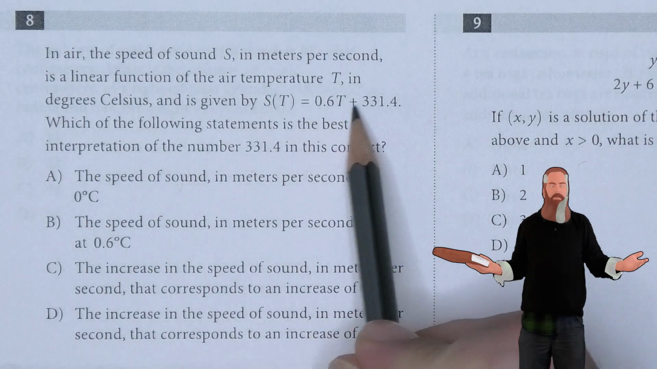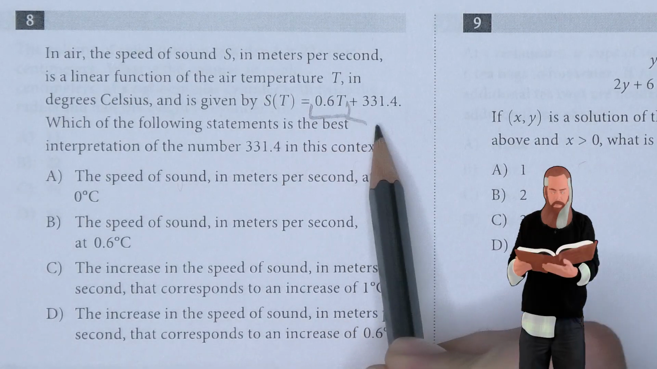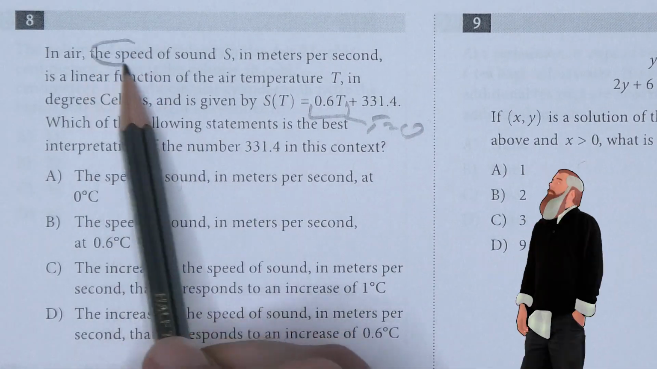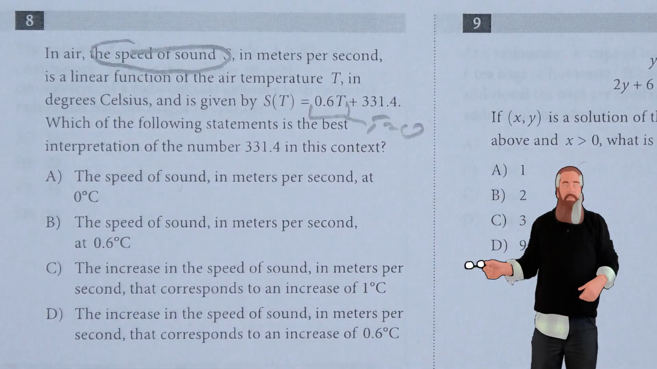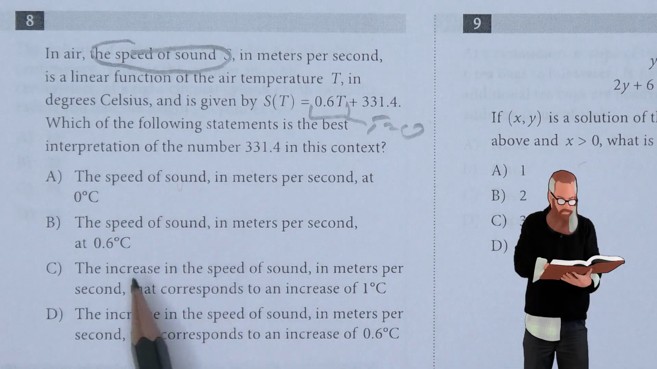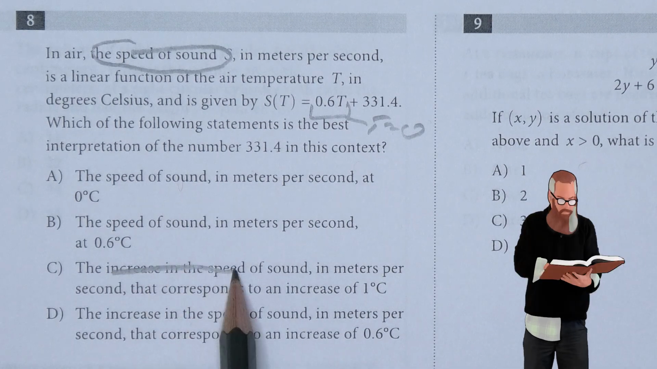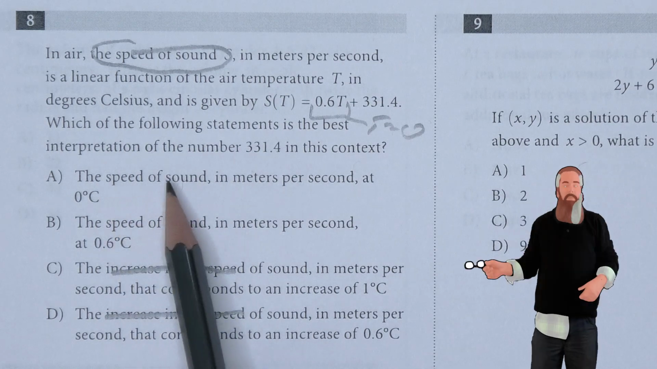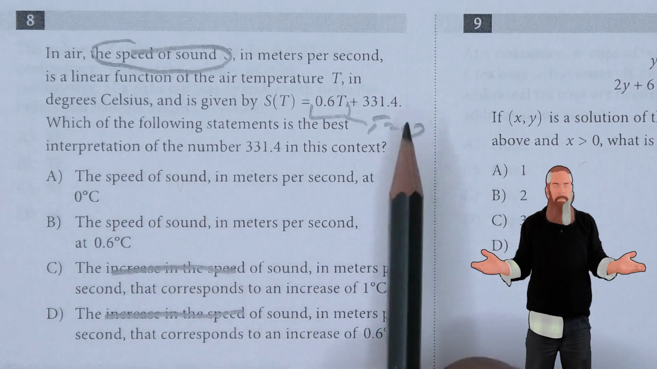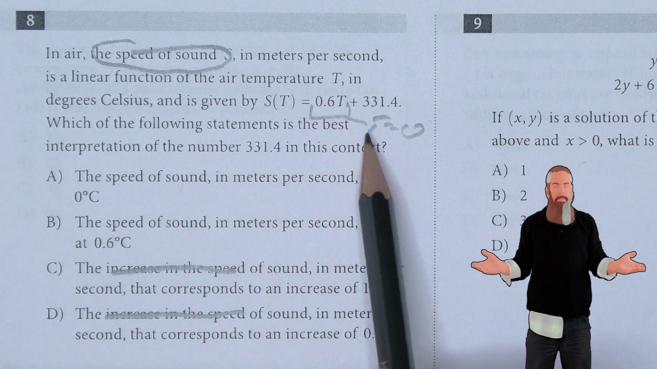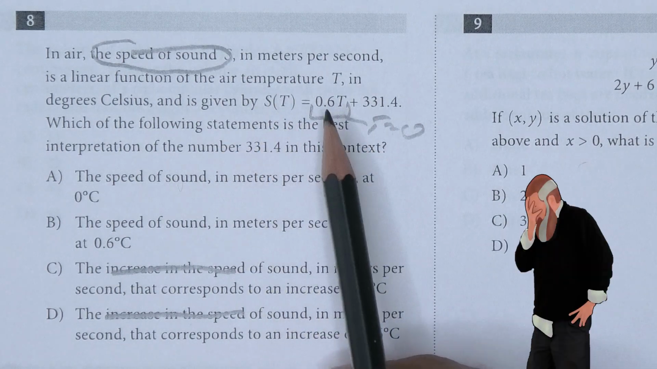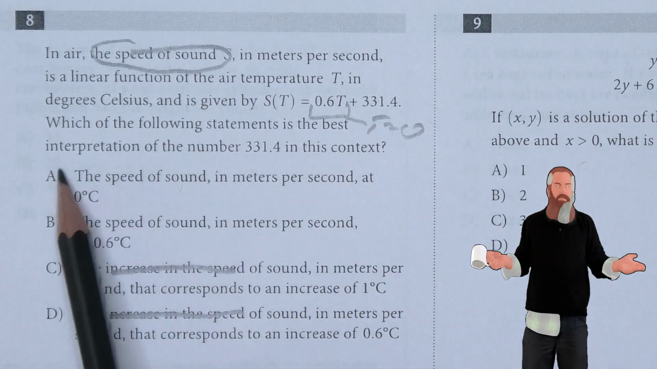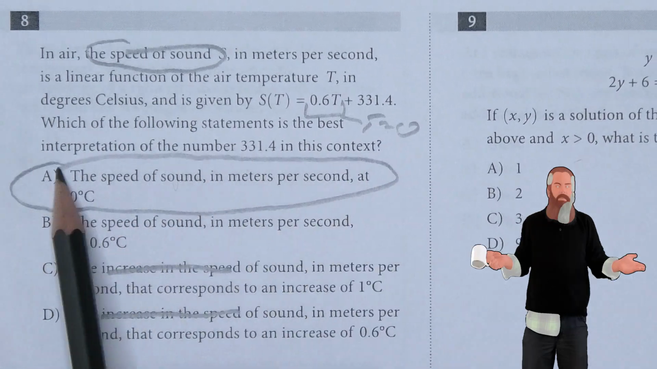Now, if we just look at this right here, this means we're talking about when t is equal to 0. And everything we're talking about is the speed of sound. So with that being the case, we know we can immediately eliminate C and D as the answers because all of this is about the speed of sound. Now, back here we said if t was 0, but this is talking about a change in temperature. So if t was 0, we're talking about A, 0 degrees Celsius.